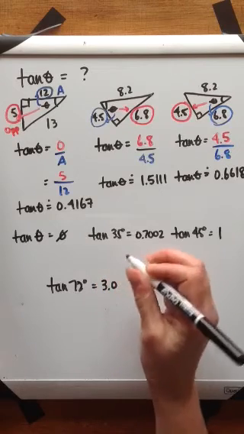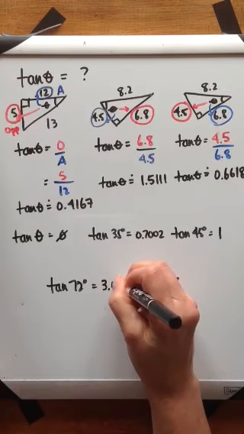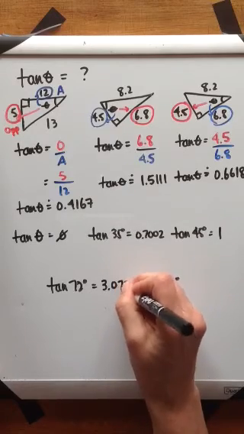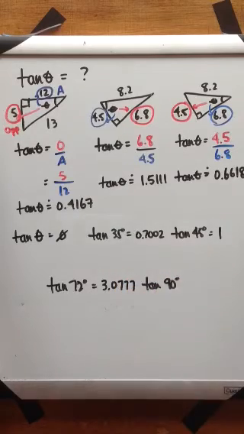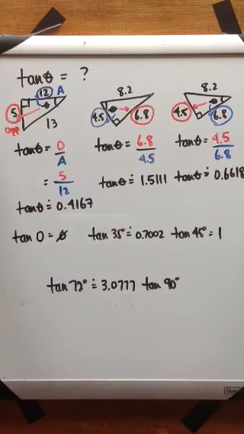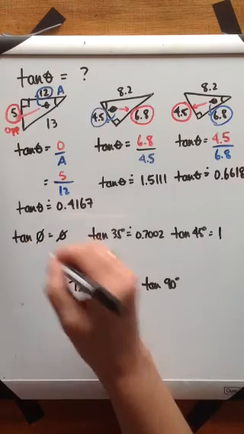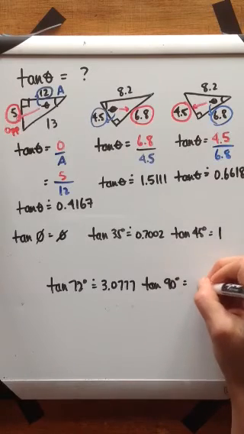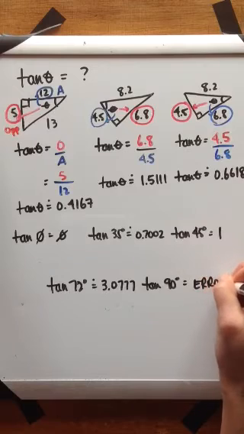Look how quickly this tangent ratio grows as the angle gets larger and larger. These are approximate values, by the way, except for tangent of 0. Sorry, my bad, not theta. Now something very interesting happens when you try to take the tangent of 90. It gives you a glaring error.